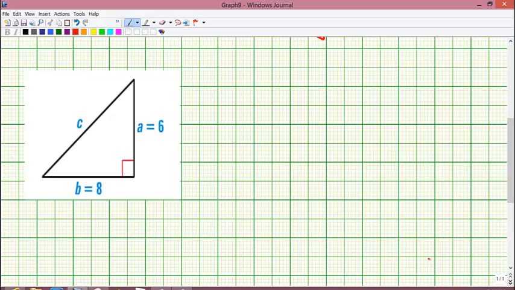Okay, so there's our problem. There's our triangle. We have a triangle with a vertical height, a leg of 6, a horizontal length of 8, and the hypotenuse is unknown. It's c. So we write down Pythagoras' theorem: a squared plus b squared equals c squared, and we just substitute our values into the appropriate places. So a is 6, so 6 squared plus b is 8, 8 squared equals, we don't know what c is, so we'll leave it as a variable, c squared. So we have an equation like this.